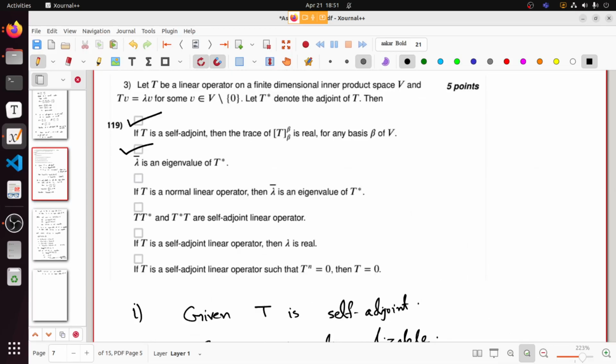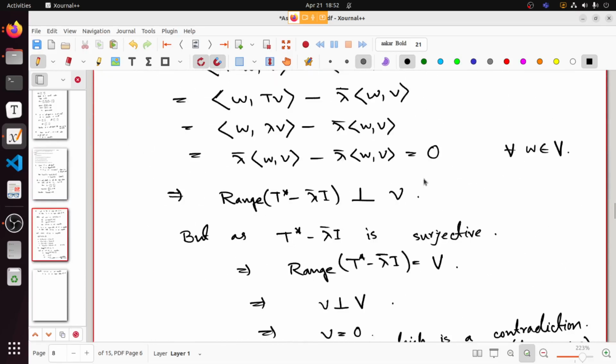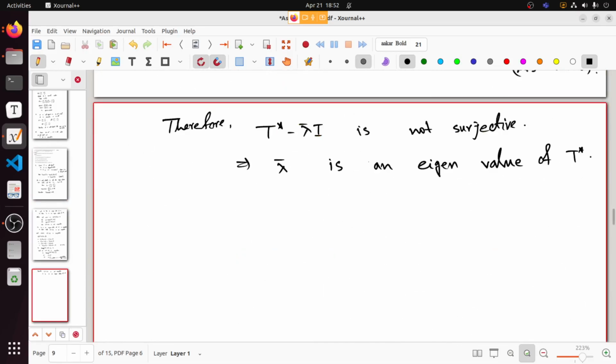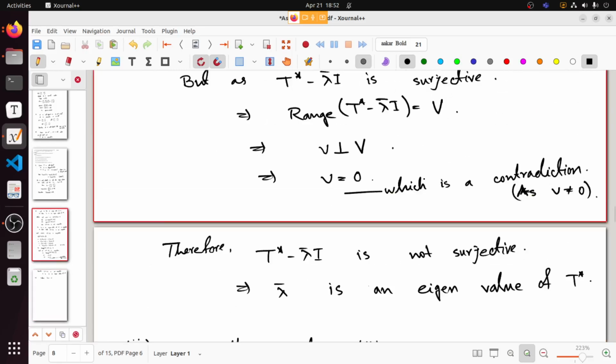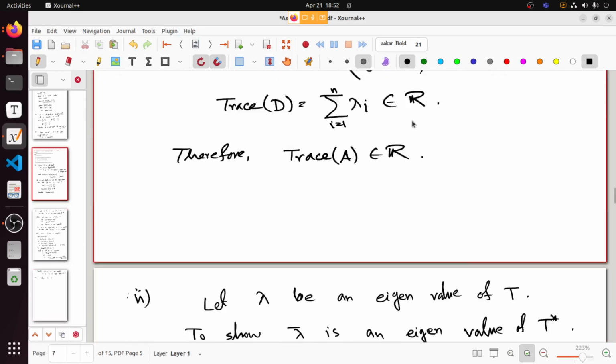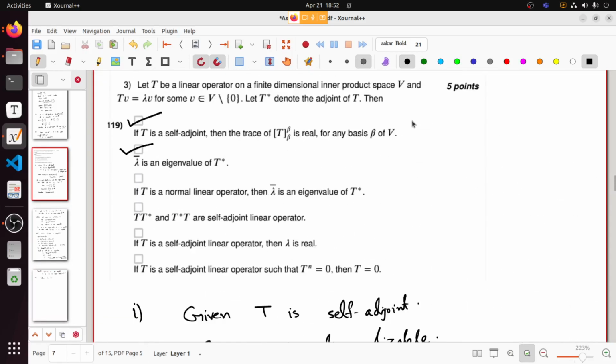Now what is option number 3? If T is a normal linear operator, then lambda bar is an eigenvalue of T star. So this is trivial from the second option, right? Because this is true in general. If this is normal, then this will be true. So let me write this. 3 holds from 2. Follows from 2. So therefore option number 3 is correct.